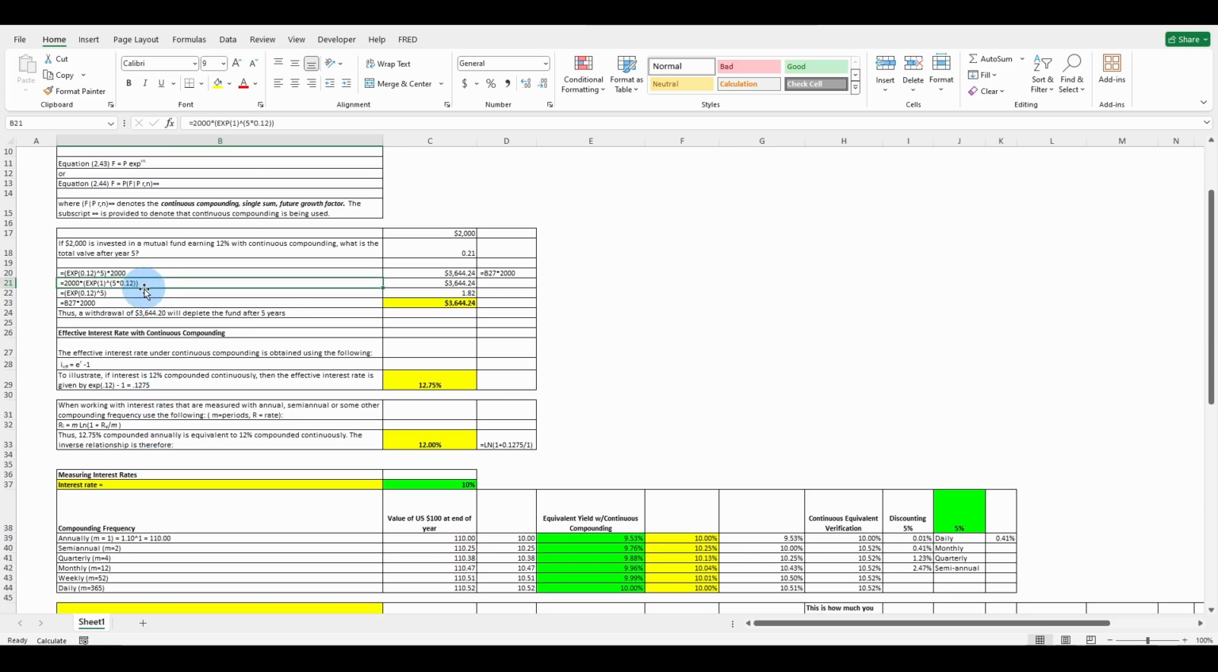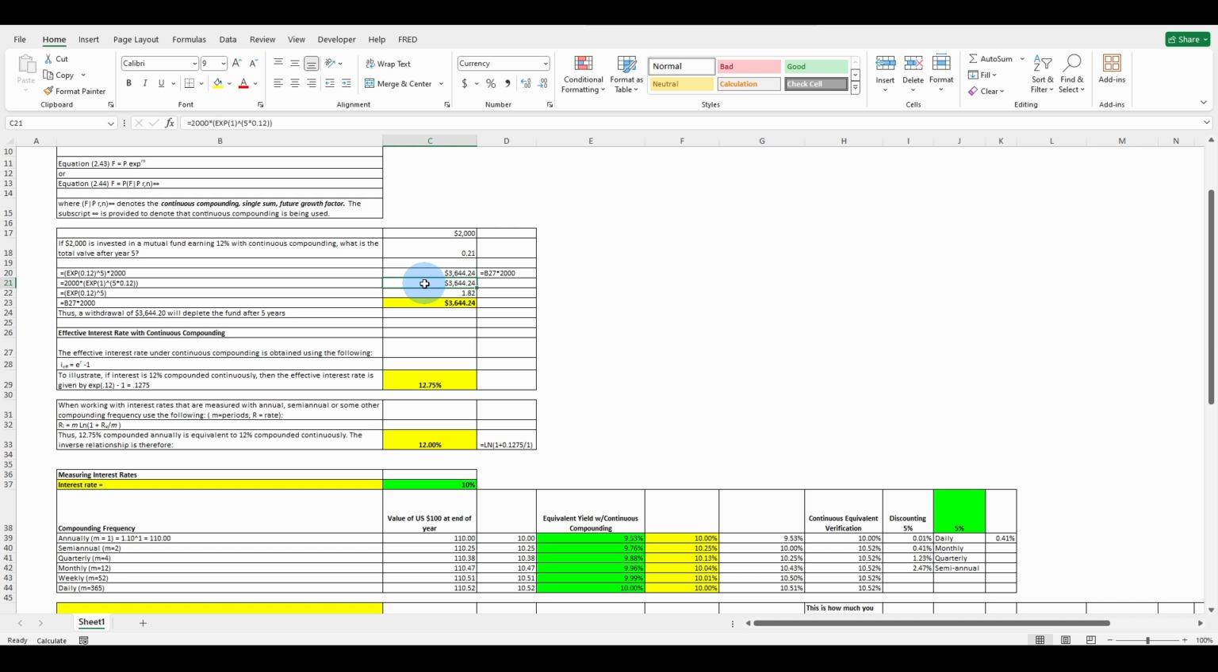So we have EXP of 0.12 times 5. What's 5? Well, we said 5 years, right? And the rate is 12%. The $2,000 is going to grow to $3,644 using continuous compounding.